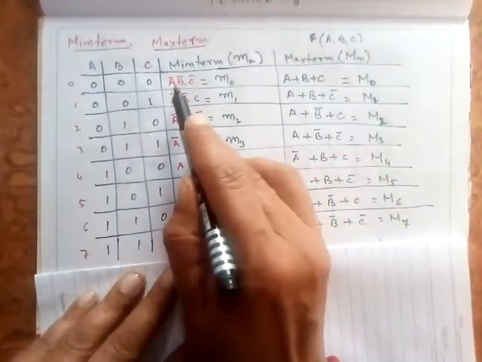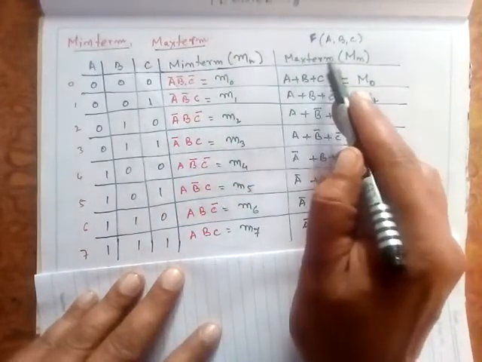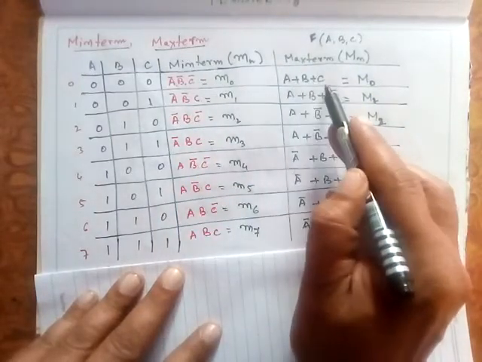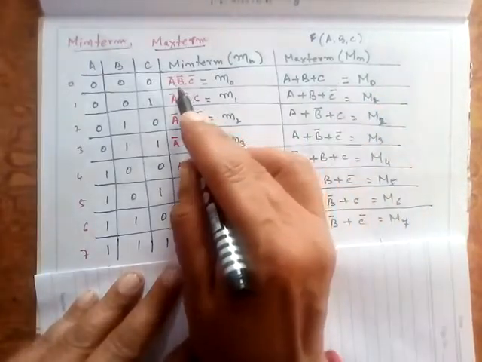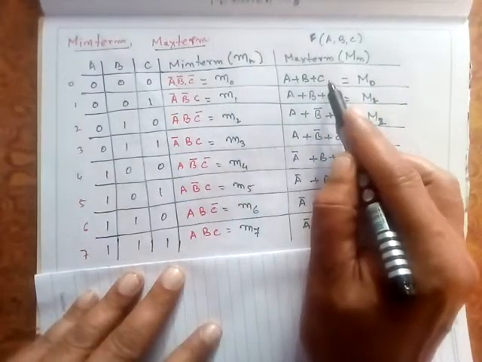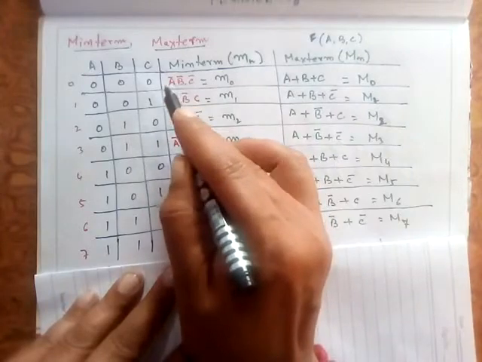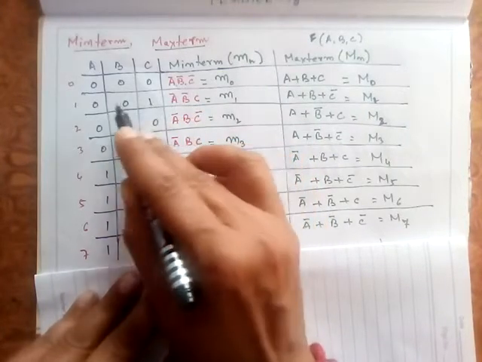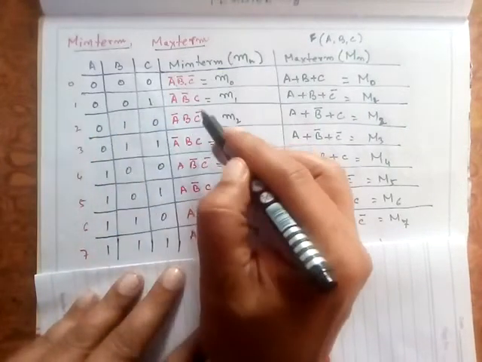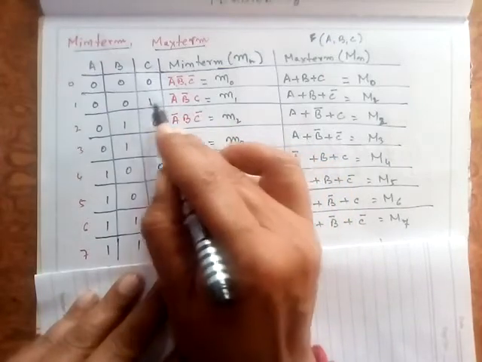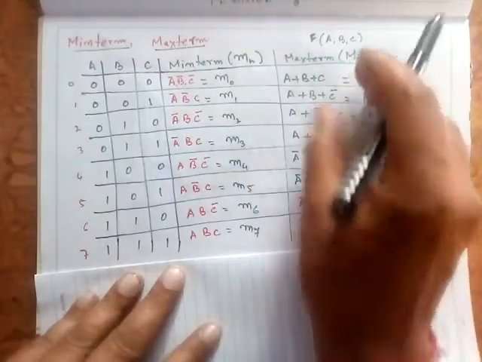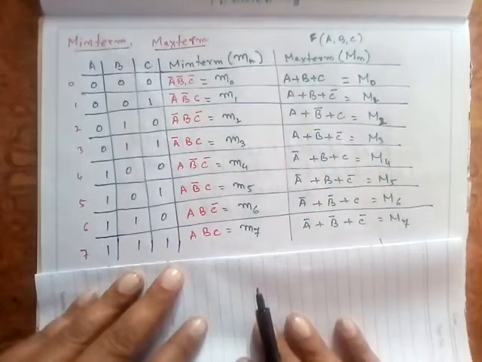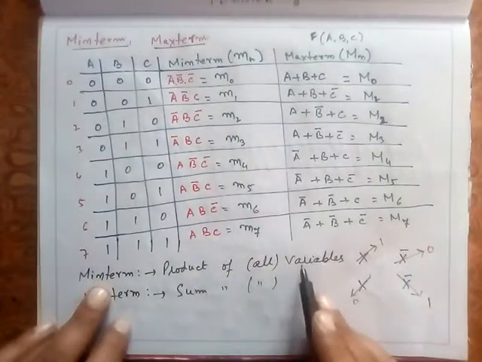I told you minterm is the product of all variables and maxterm is the sum of all variables or all literals. Variable or literals, one and the same thing. In this case, a variable is represented by 1 and the complement of the variable is represented by 0, and vice versa in the case of maxterms.